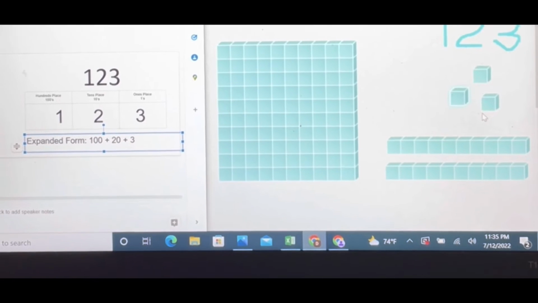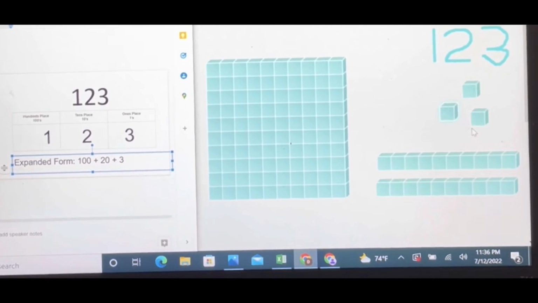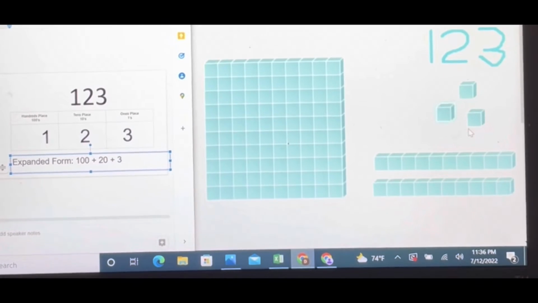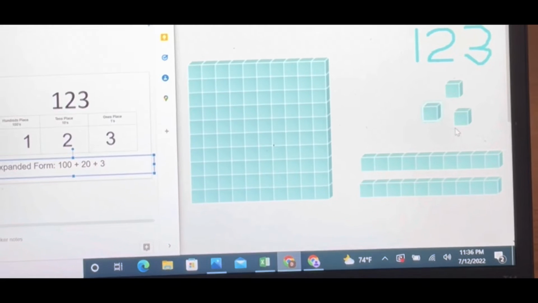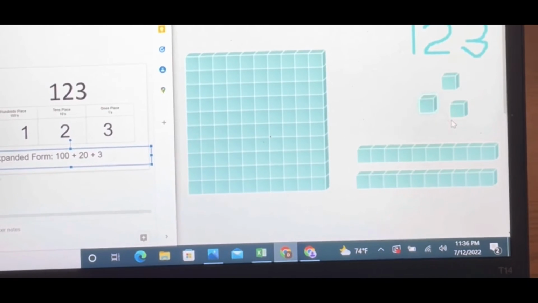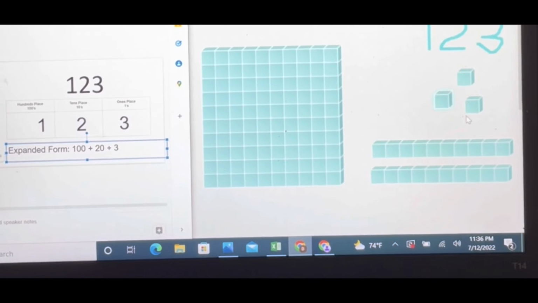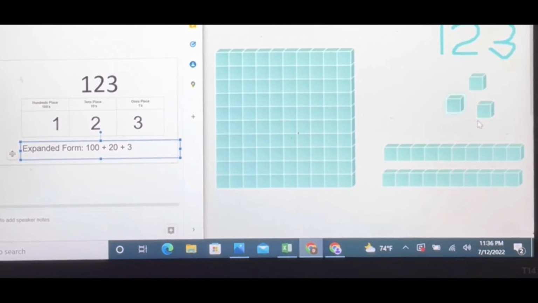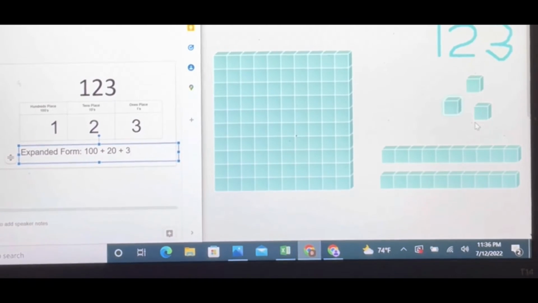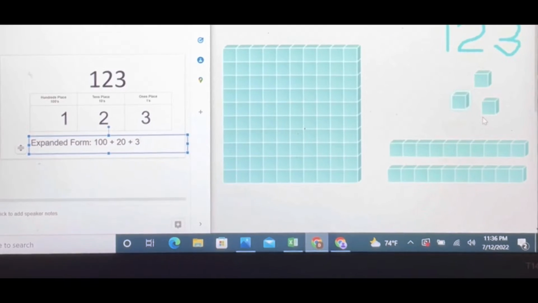So 123 in expanded form would be 100 plus 20 plus 3. Because we have 3 ones, those are worth 3. We have two tens, so counting by tens, 10, 20, and we have 100. So 100 plus 20 plus 3 would be how you write the number 123 in expanded form. All right, on to the next one.